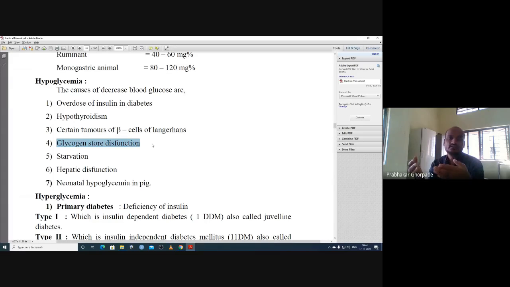So whenever we eat, we get glucose in our body. If it is a carbohydrate diet, and this glucose is in excess, it is stored in the form of glycogen. And if there is some dysfunction in the glycogen storage, then we can have hypoglycemia. Next, a very obvious one is starvation.